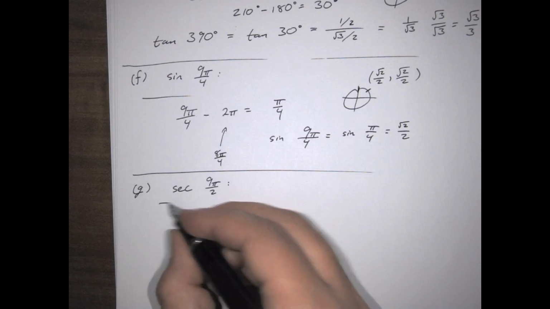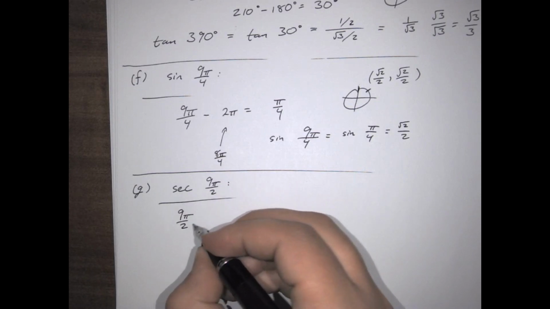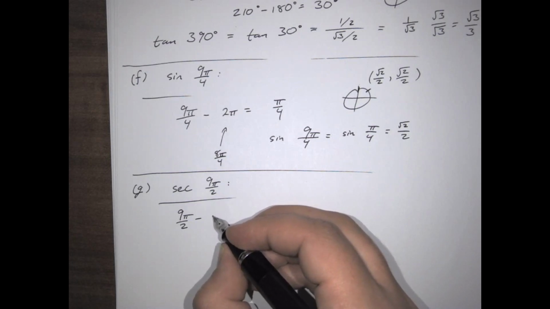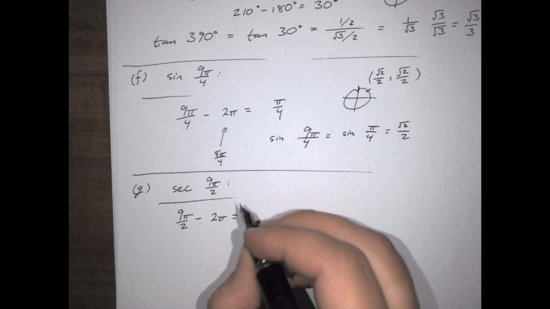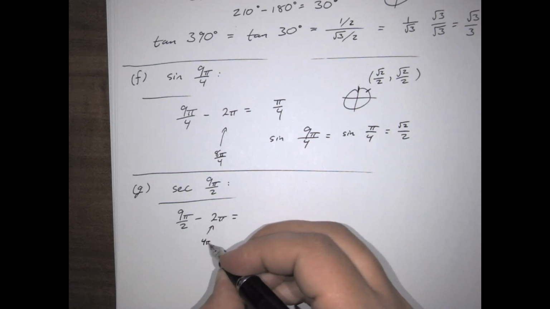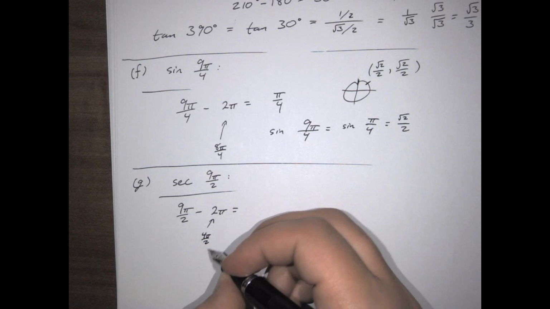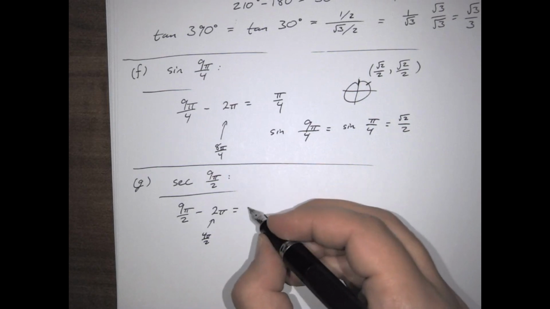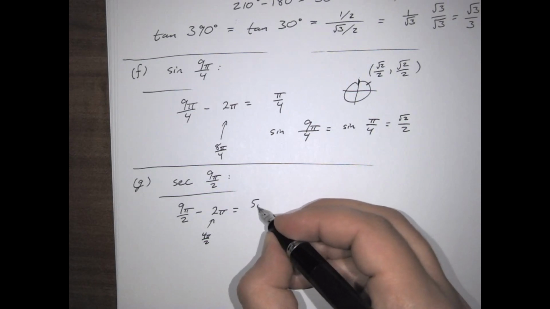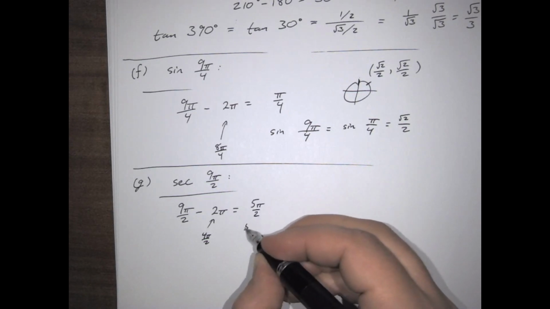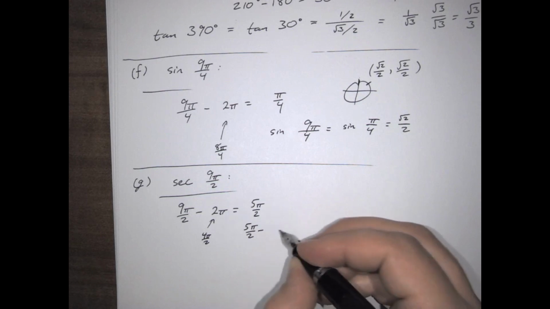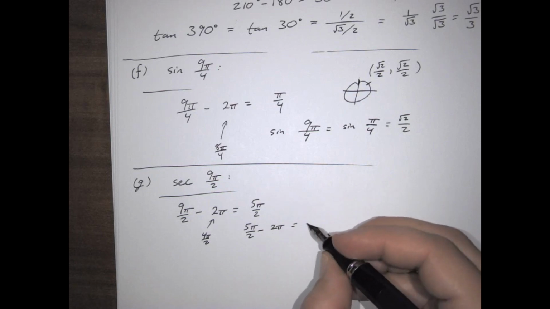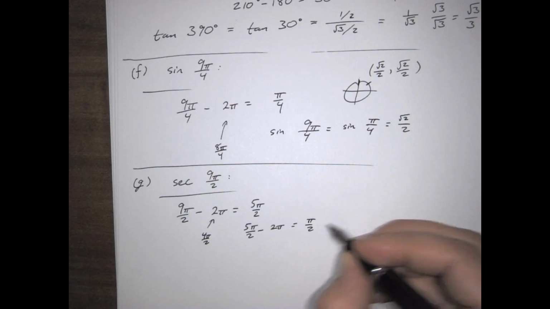So 9 pi over 2, we can subtract 2 pi, which is 4 pi over 2. 2 pi is always double the denominator over the denominator times pi. So that's going to be 5 pi over 2. Alright, well 5 pi over 2, again minus 2 pi. So it's going to be minus another 4 pi over 2. That's just going to leave pi over 2.